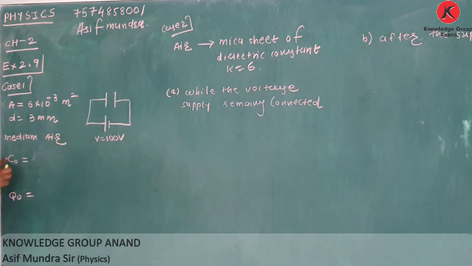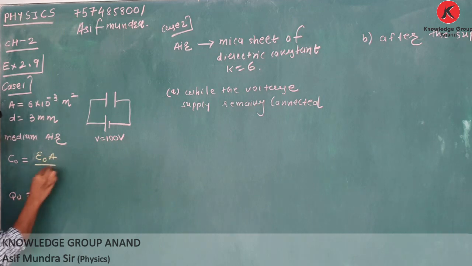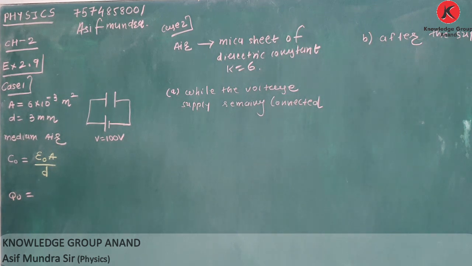First question is, what is capacitance? You know what is capacitance? C0. It is C0 because medium is air. You know the equation of C0. C0 is equal to epsilon 0 A upon D. You know each and every value: epsilon 0, A and D. Yes, you have to convert this D, that is 3 mm, into meter. So first question over. C0 is epsilon 0 A upon D.